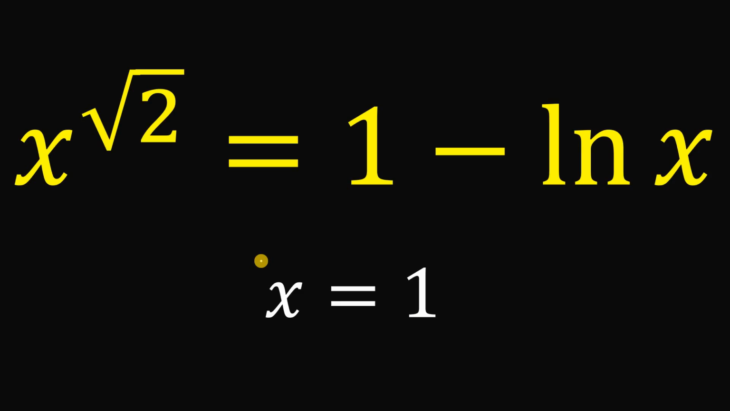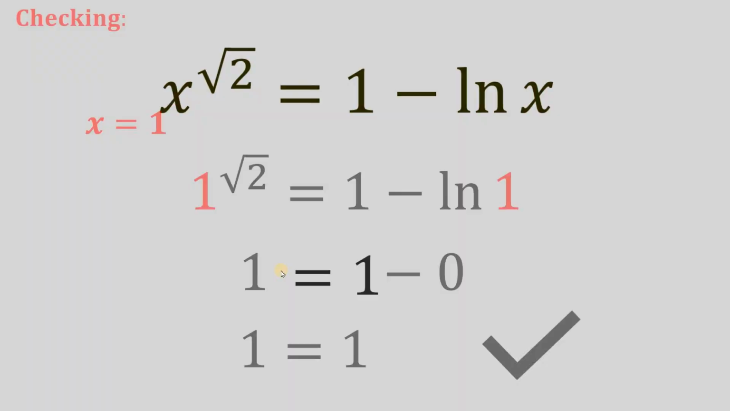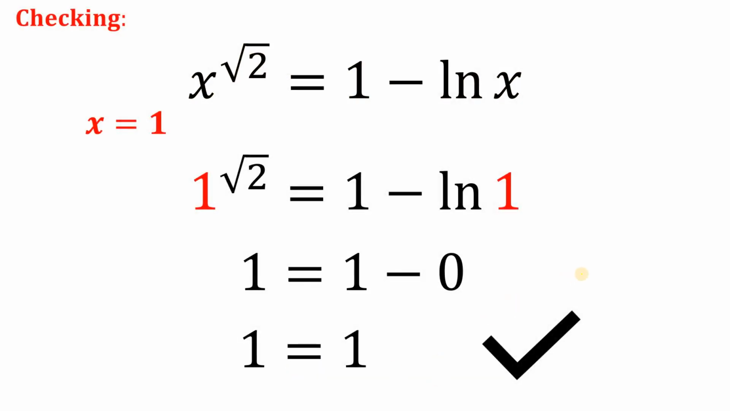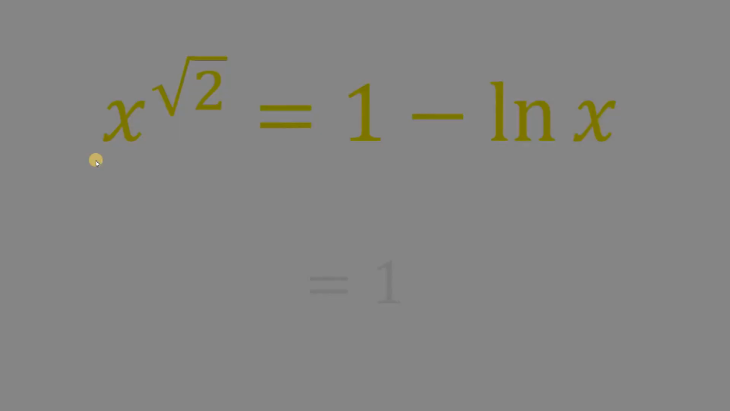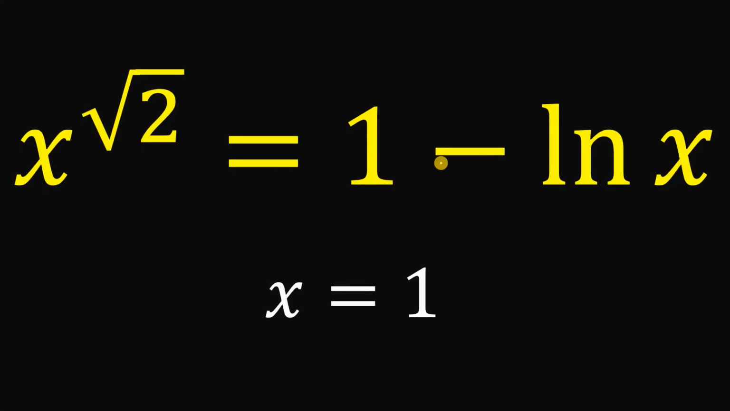And of course, here's the checking. As you can see, we have 1 equals 1 on the left-hand side and the right-hand side of our equation. Therefore, given this equation, x raised to the power of square root of 2 equals 1 minus ln x, the only possible value of x that satisfies this equation is x equals 1. And as always, we are done.